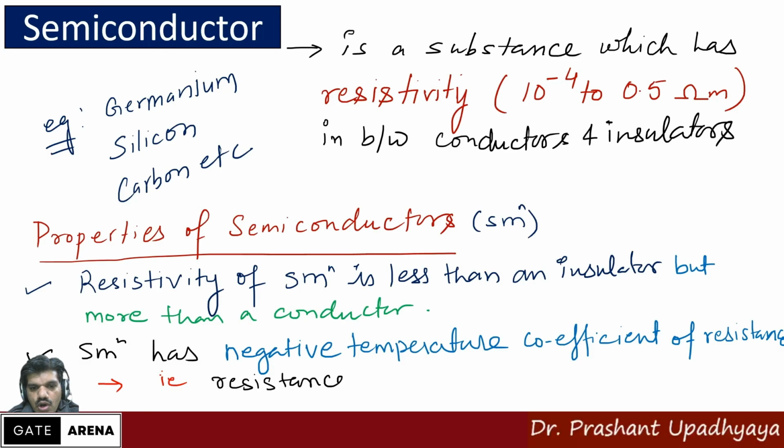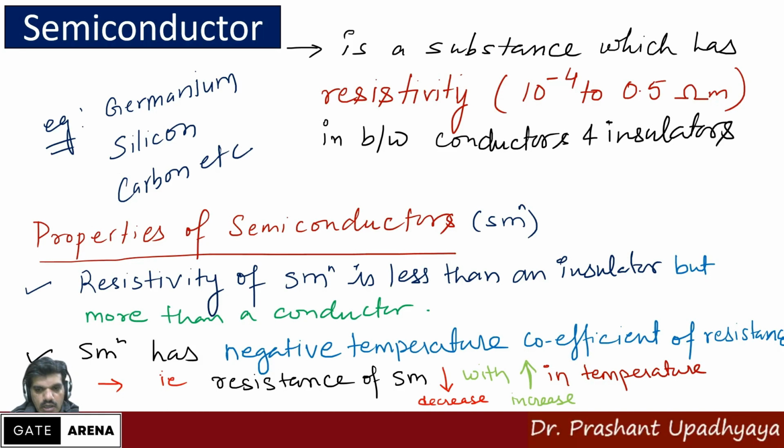So we can write that the resistance of semiconductor decreases. A down arrow means decrease, with increase, and an up arrow means increase. Whenever we use the down arrow, it means decrease, and whenever we use the up arrow, it means increase. So we are saying the resistance of a semiconductor decreases with the increase in temperature and vice versa.